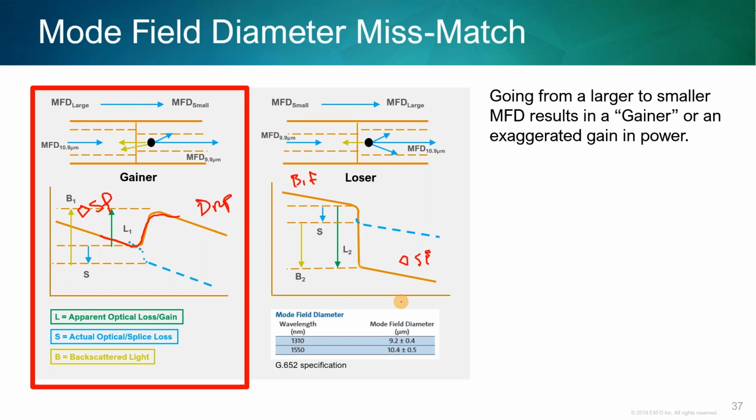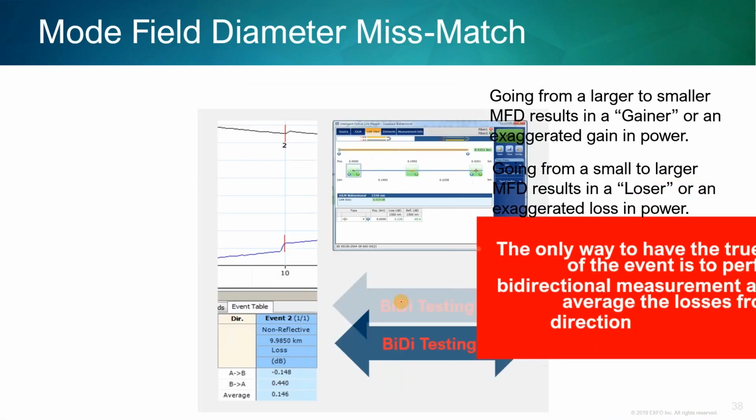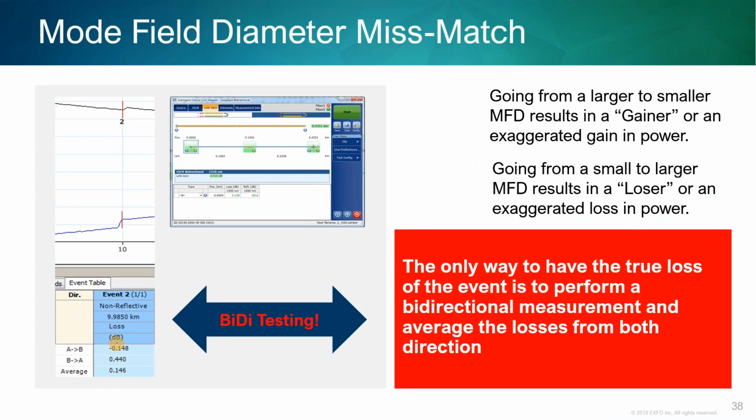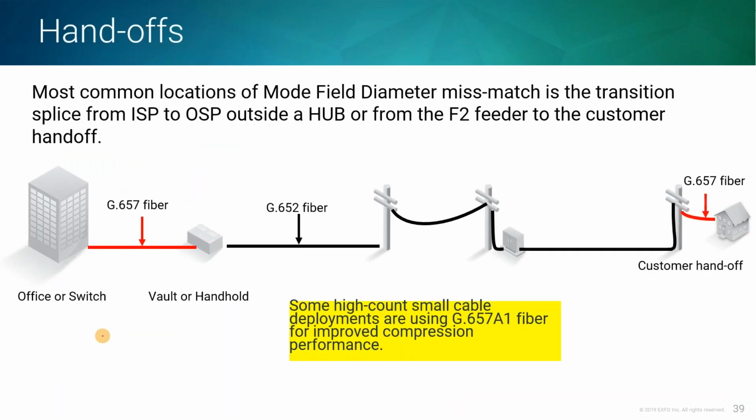And so this is important to understand. Both of these values are incorrect. This is why you need to do bidirectional testing. This is mode field diameter mismatch. And so you need to look at them in both directions and get the A to B and the B to A and average them. You need to do this with every splice and connector anyways, right? This is why they have you do bidirectional, because of issues like this. And so it's important to understand what mode field diameter is and where it happens the most.